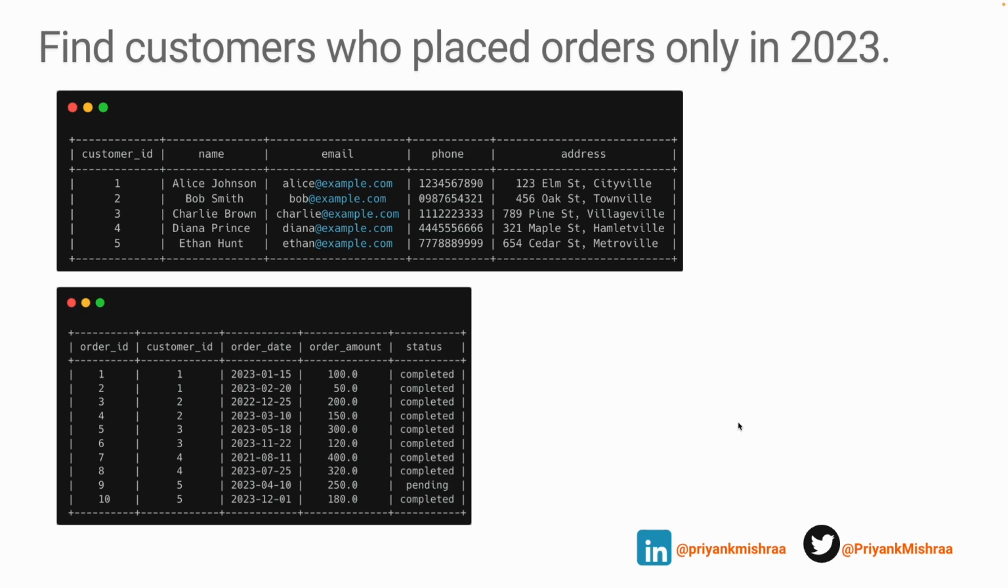Find customers who placed orders only in 2023. So I have two data sets. One is customers table, another one is orders table. And we have to find customers who placed orders only in 2023.